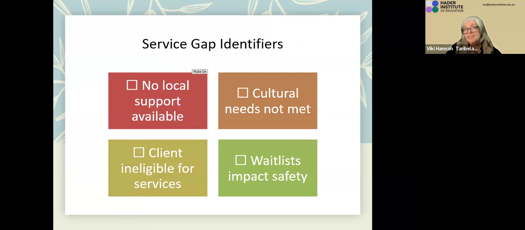So service gap identifiers: no local supports are available, or it's a long delay. Cultural needs not met, we need to be able to find other access for them. Client ineligible for the services, they've come in but it's outside of what you do. You do need to know what is a good service provider. We listen rather than, oh no, wrong door. There's no wrong door. Absolutely no wrong door.